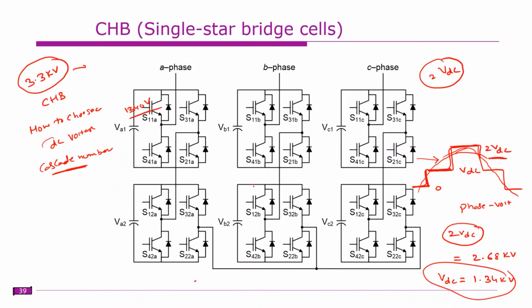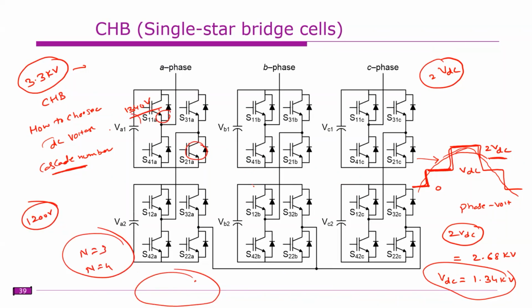So this VDC is 1340 volts. That means this device is supposed to block 1340, and this device is supposed to block 1340. Let's assume that you have only 1200 volt devices available. In this case, you need to add another H bridge, either n equal to 3 or n equal to 4, you need to select.